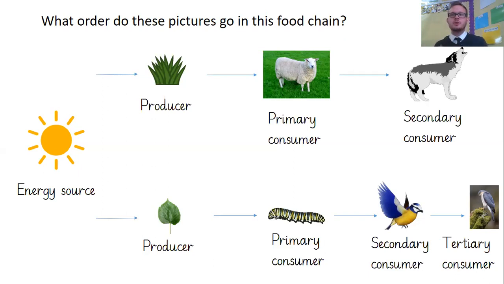But that tertiary consumer is there because it eats another animal which has already eaten an animal. So, like I said, food chains aren't as simple as sometimes we think of in terms of producer, primary consumer, secondary consumer. Well done as well if you used any of the other words like carnivore, herbivore, omnivore in there.